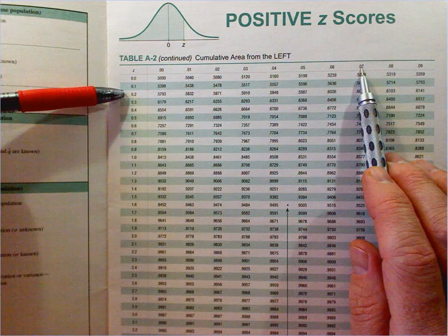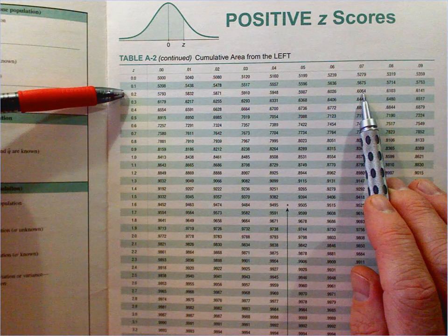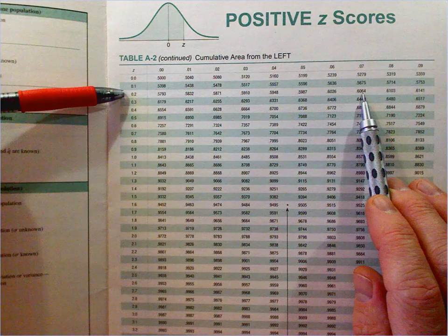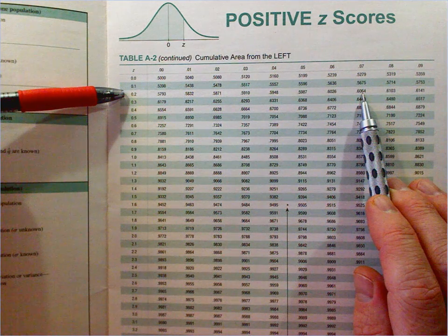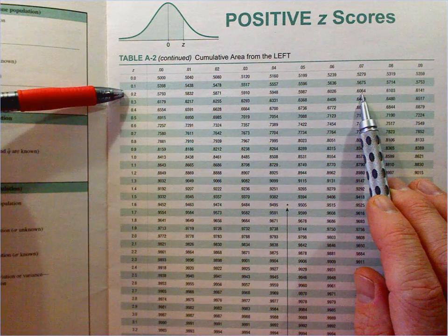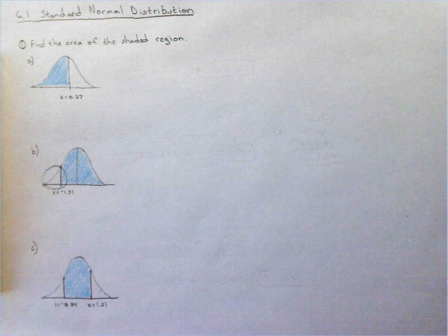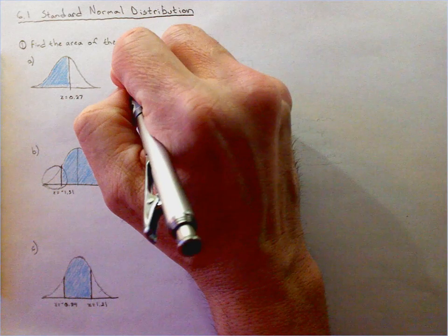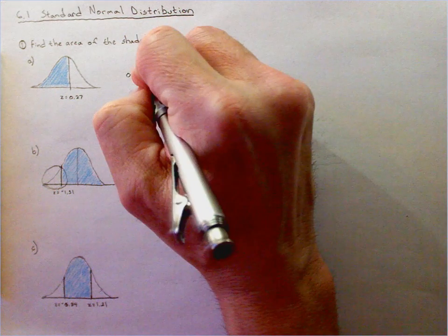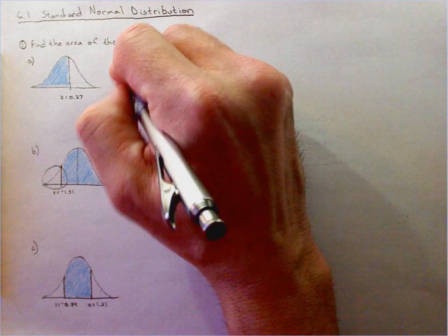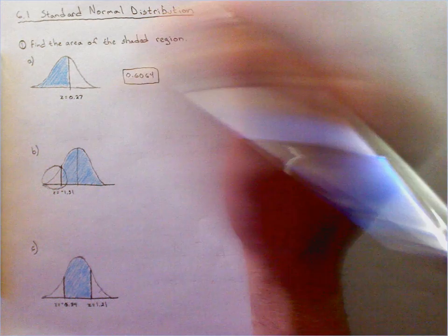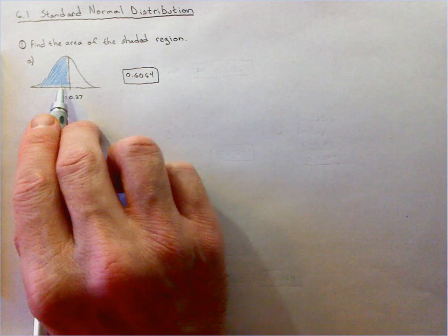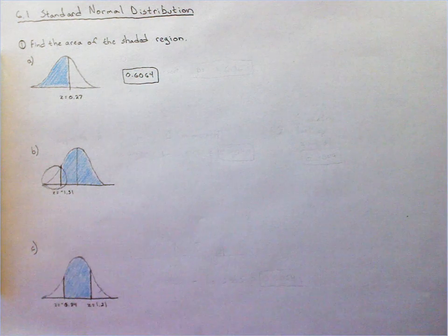I'm going to find where those meet, and that is the probability, or the area under the curve, that corresponds to that z-score, the z-score of 0.27. So 0.6064. That is my probability. And again, I read from left to right. If this wasn't going from the left to the right, then my table wouldn't give me the exact answer.